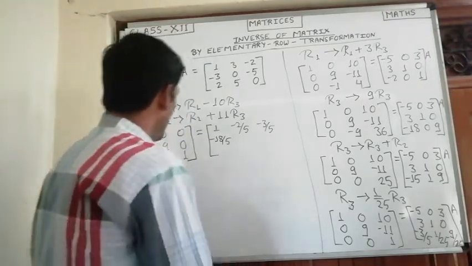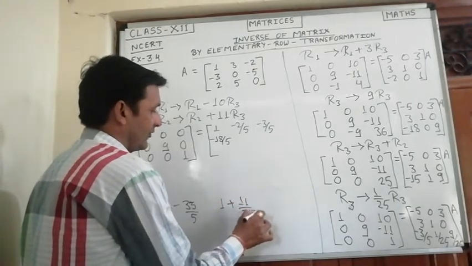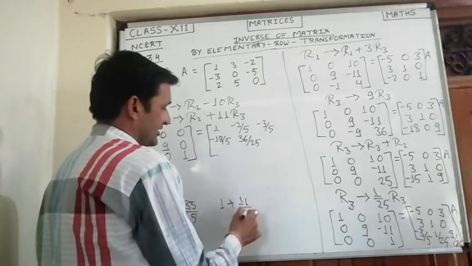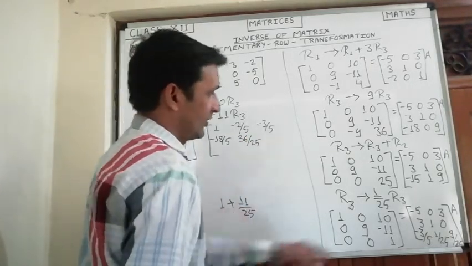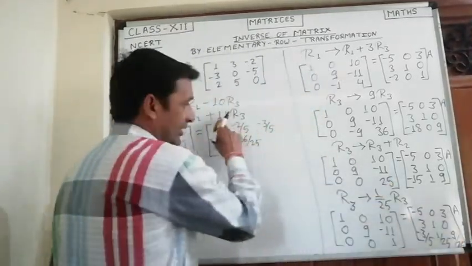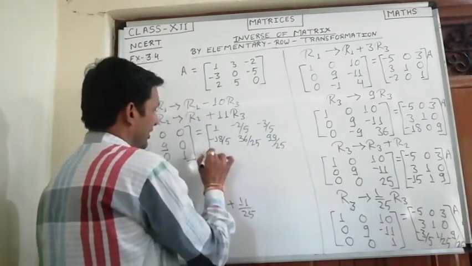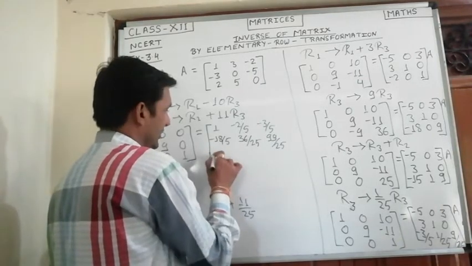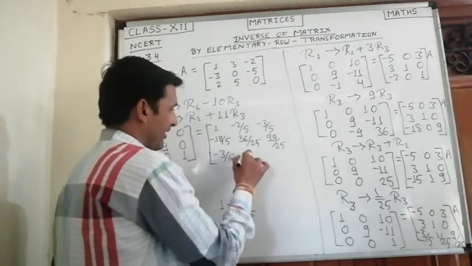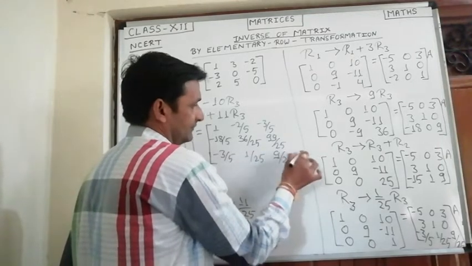Now 1 plus 11 by 25. What will happen? 25 plus 11. That is 36 upon 25. Here it is 36 upon 25. After solving this. Now 0 plus 99 upon 25 because 9 into 11. So it will be 99 upon 25 only. And in third row what will happen? In third row it is as it is because in third row we have not applied any property. So minus 3 by 5, 1 by 25 and here it is 9 by 25.